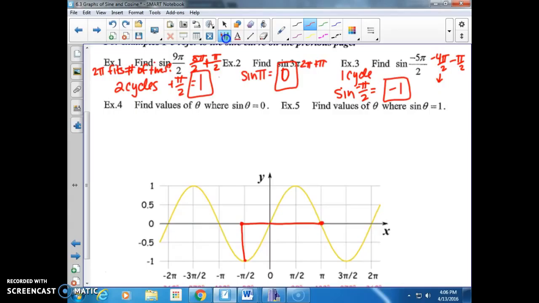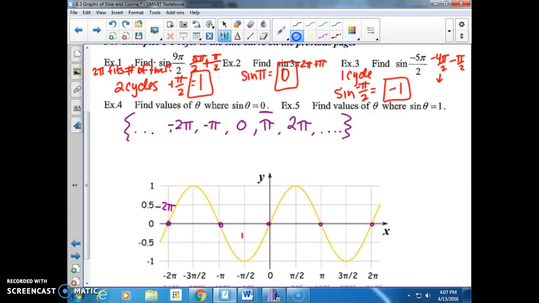So I'm trying to find all the spots on the graph where I get 0. Okay, so if I look, let me erase this. I hit 0 here, which is negative 2 pi. I hit 0 here, which is negative pi. I hit 0 here, which is 0. I hit 0 at positive pi. And I hit 0 at positive 2 pi. So it would keep going on either side. I just don't want to keep writing it, so we're going to write it in a generic way.